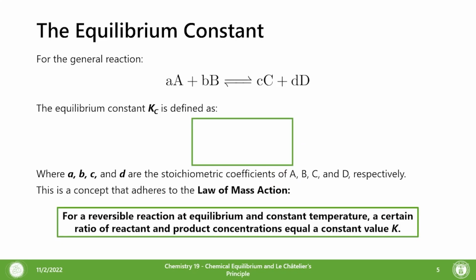Okay, so let's take a general reaction where we have these stoichiometric coefficients a, b, c, and d, and their corresponding molecules A, B, C, and D. The equilibrium constant, defined by the concentration, which we call Kc, is defined as the concentration of the products C and D, raised to their stoichiometric coefficients, divided by the concentration of the reactants raised to their stoichiometric coefficients a and b.